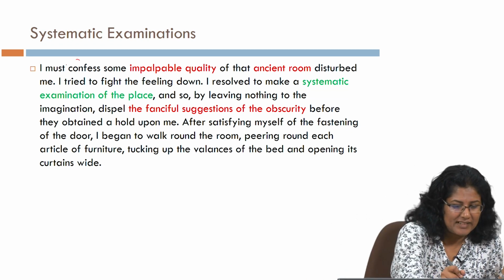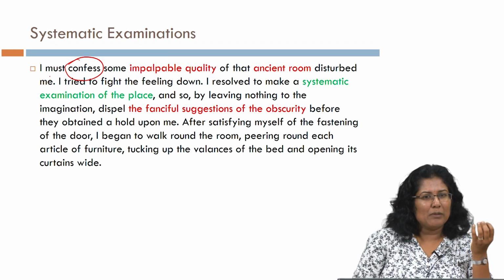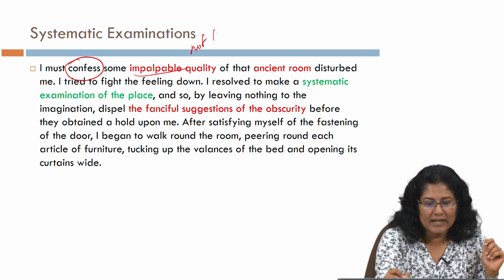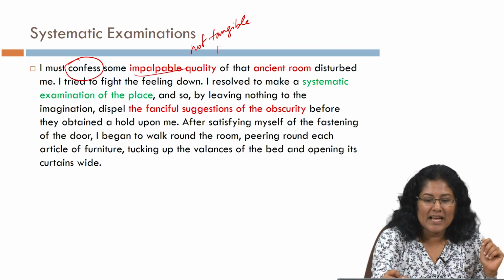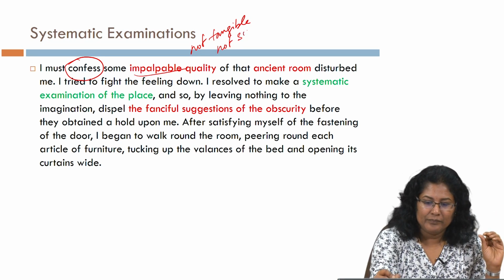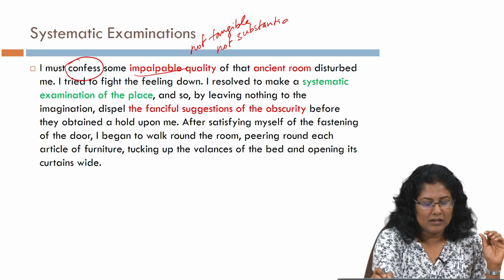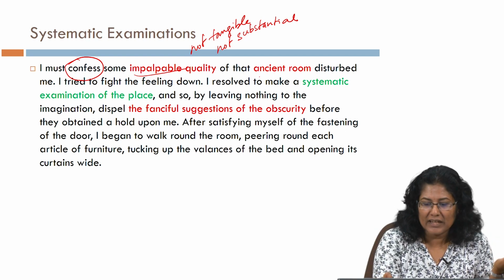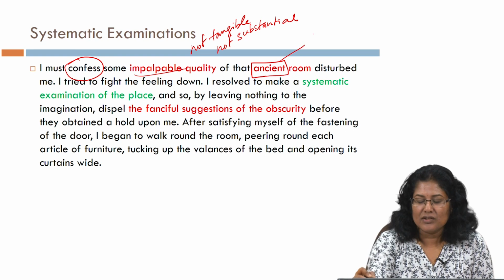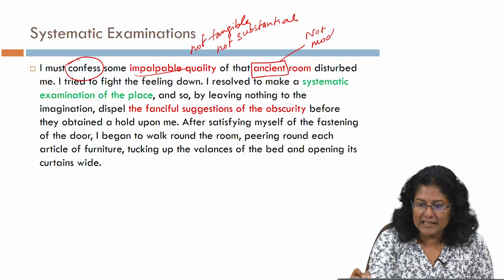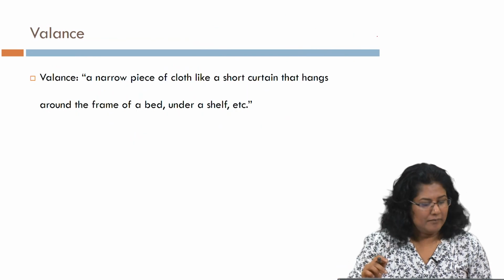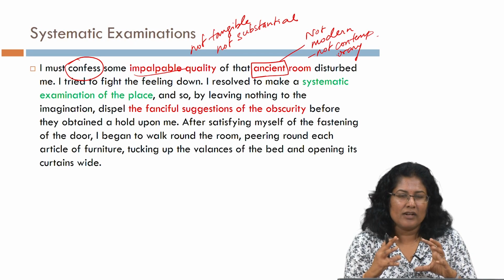Look at the word confess. He acknowledges some impalpable quality, something that's not very tangible, not concrete, not substantial. You cannot touch and feel it. Some impalpable quality of that ancient room. That word ancient is again very interesting. It is not modern, in the sense it's not contemporary. It is not part of the present.